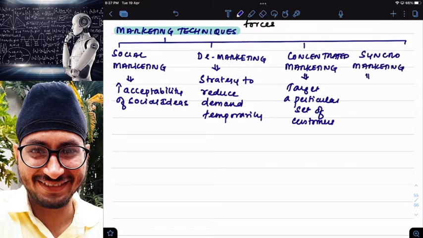Synchro marketing. Sir, what do we mean by synchro marketing? It is nothing but seasonal marketing. Like marketing a particular product during the season. Let us say, for example, marketing of ice creams and soft drinks will increase during the summer season. Advertisements for ACs will increase during summer. Advertisements for woolen clothes will increase during the winter season. Advertisements for raincoats will increase during the rainy season.